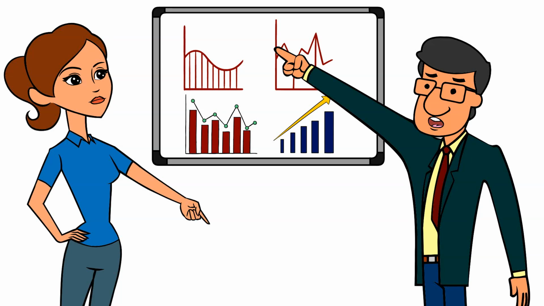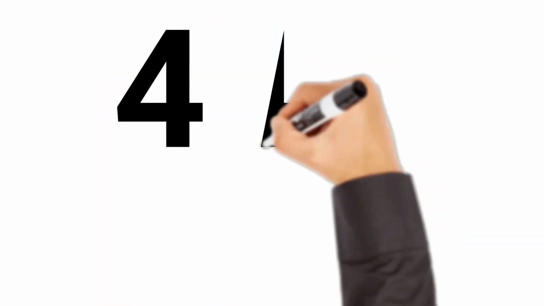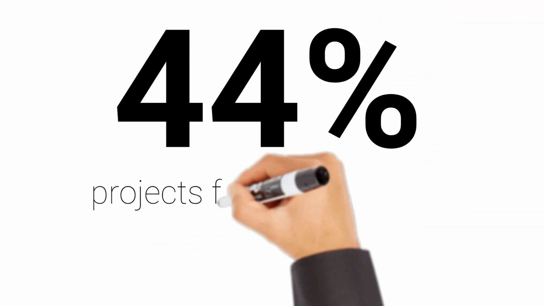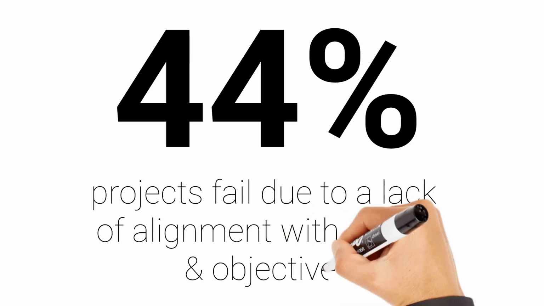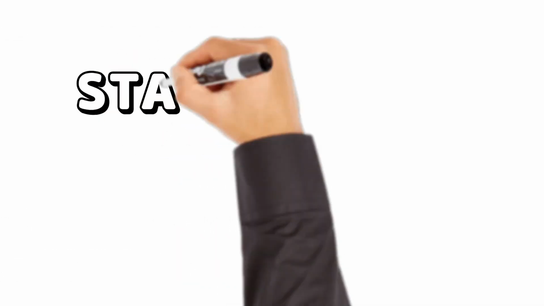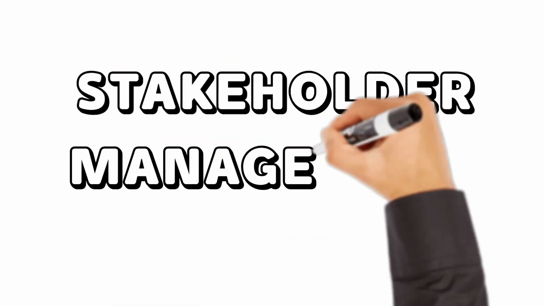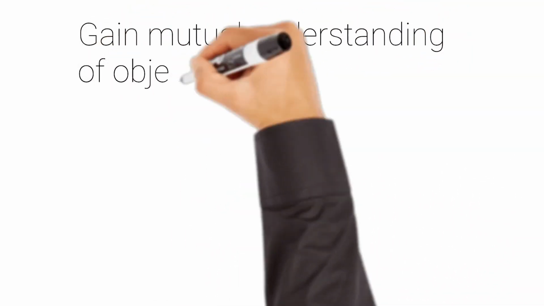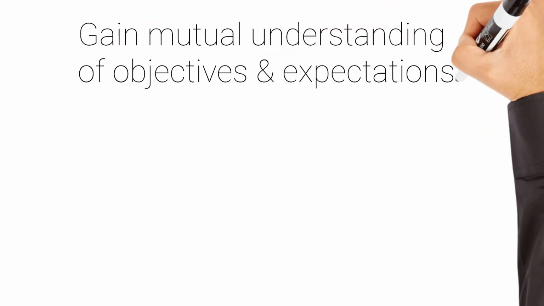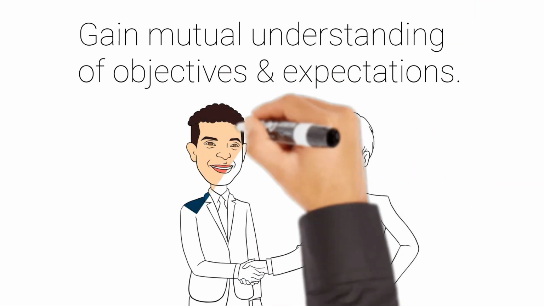organization's goals and vision. Do you know 44% of projects fail due to a lack of alignment between business and project objectives? Stakeholder management is an important activity that is used to gain a mutual understanding of the objectives and expectations. It helps in gaining support from all the interested and affected parties, enhancing the likelihood of a successful outcome.